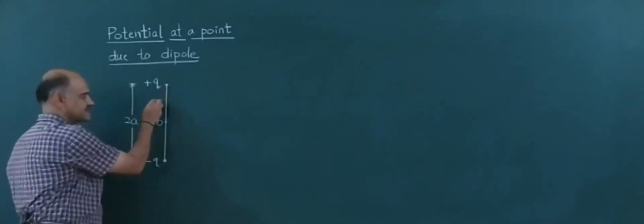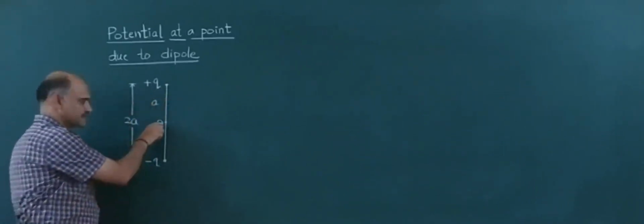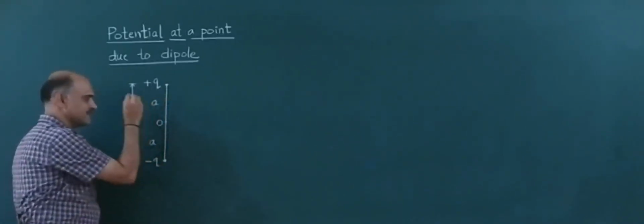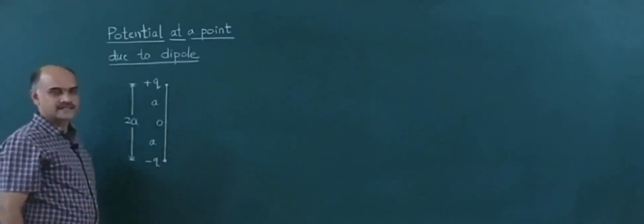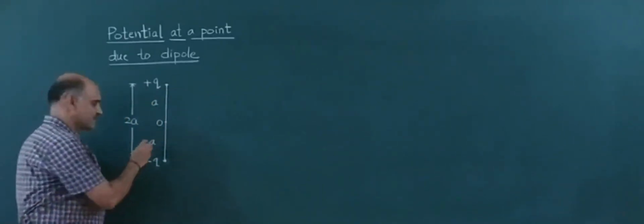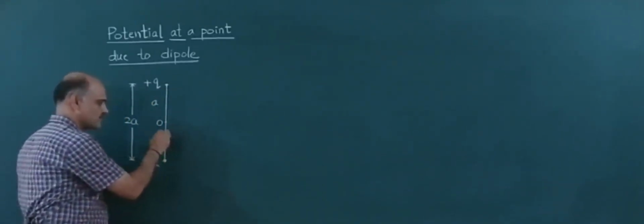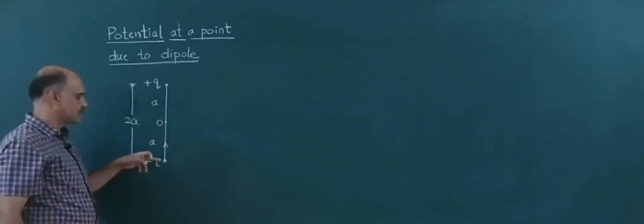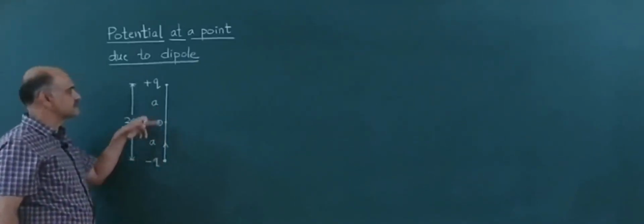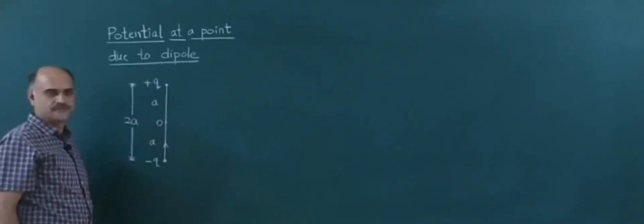That means this distance is a, and similarly from here to here it is a. The axis of the dipole, or the direction of the dipole axis, is always taken from negative to positive.